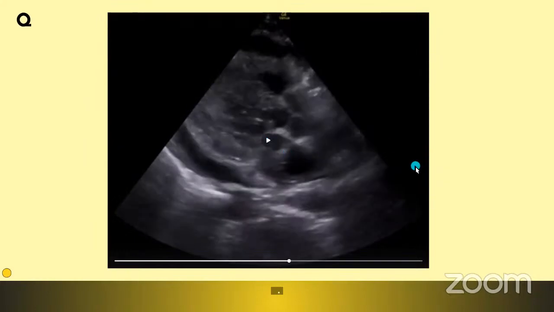Let me freeze this. This is the area of concern. Here, as we can see clearly, these are the chambers of the heart. However, if we go more peripherally, you can see hypoechoic areas here and here, right? These are spaces where a lot of fluid has accumulated. So this is a case of pericardial effusion. Fine. This patient might come to the emergency department with Beck's triad, like increased JVP.